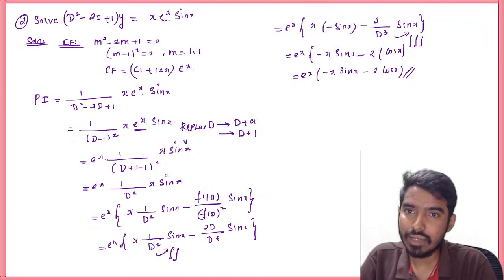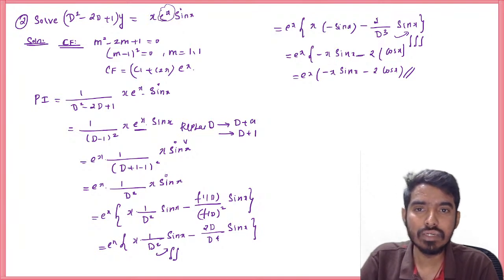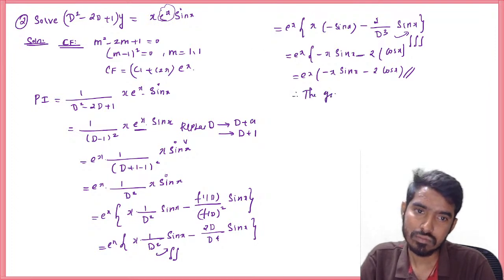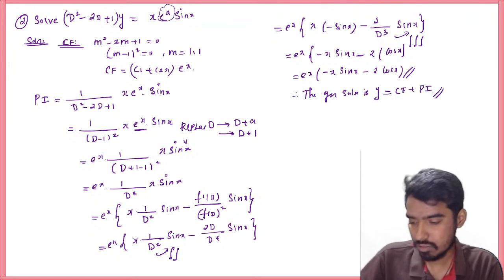So whenever you have this term, you just replace d by d plus 1. So we have x into v, apply type 5. So therefore, the general solution is y is equal to CF plus PI. Okay. Now move on to the third problem.